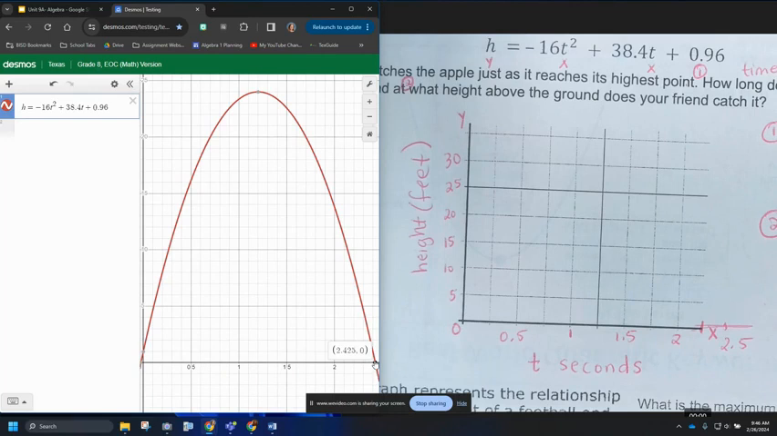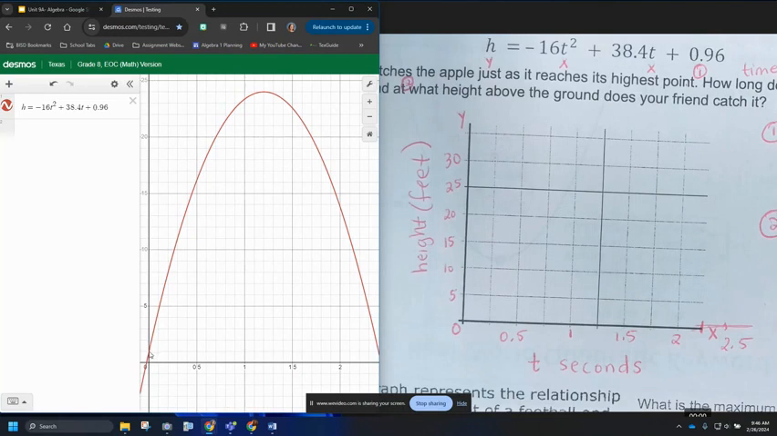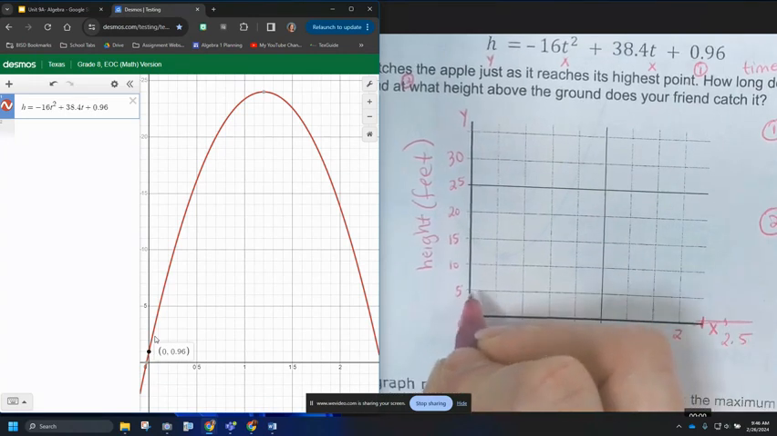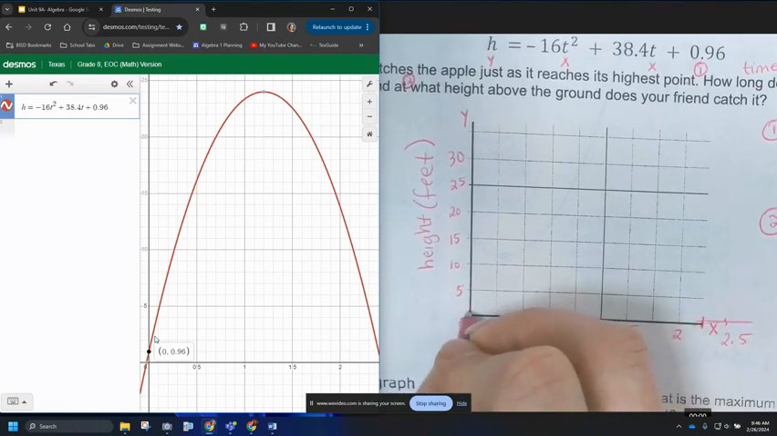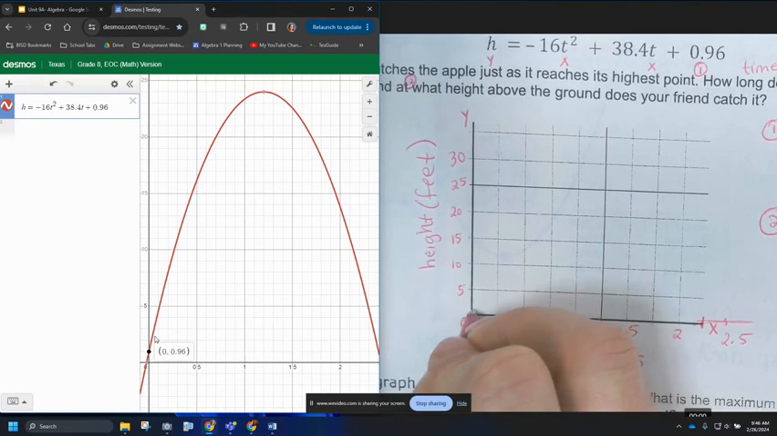Okay, so I need to put some points on here. One of my first points is going to be my y-intercept. It's 0.96. So if I look over here, here's 5. There are 5 little tick marks in here. So let's find out where 1 would be.